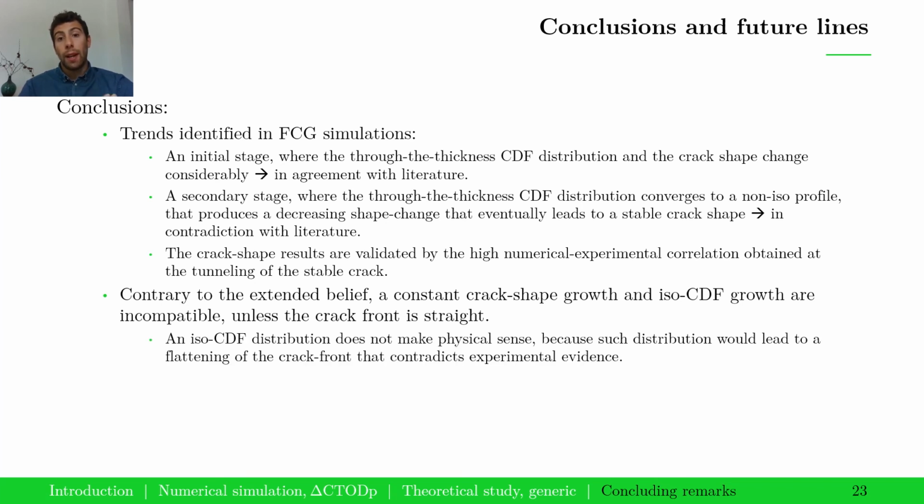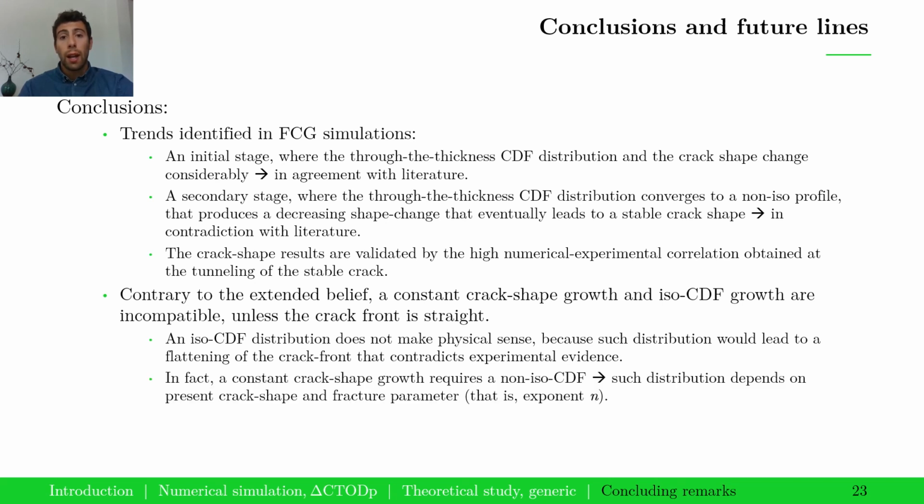Moreover, an iso crack driving force distribution does not make physical sense because such distribution would lead to a flattening of the crack front that is not expected based on experience. And finally, a constant crack shape growth requires, as already mentioned, a non-iso crack driving force distribution, and such distribution is found to depend on both the present shape of the crack and the exponent n that relates the fracture parameter with the crack growth rate.